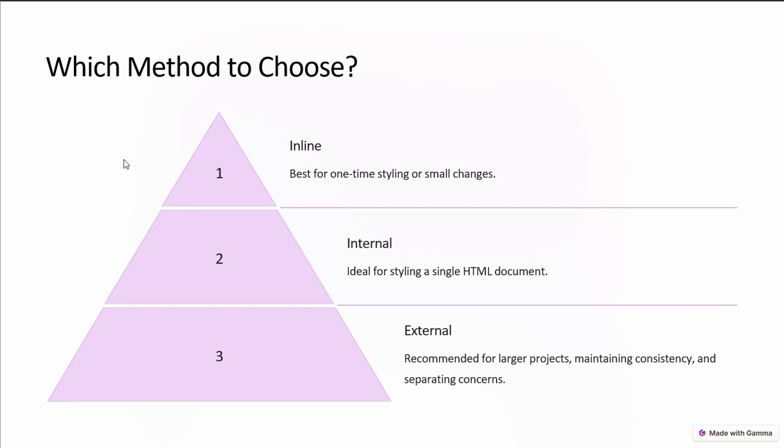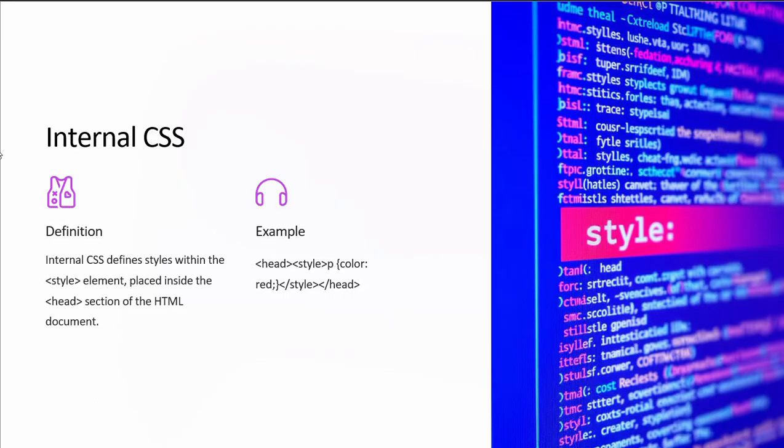As we can see, both of them are declared in the head tag. Then the method that has been declared above has more priority. Like, if I can show you, in this head tag we can declare style and link both. Then if link is above, then link has more priority than style.